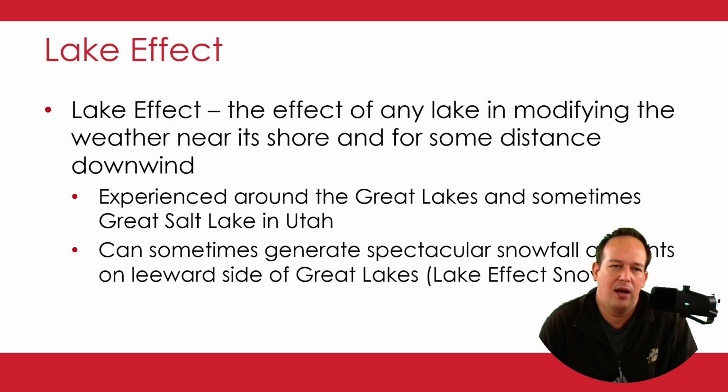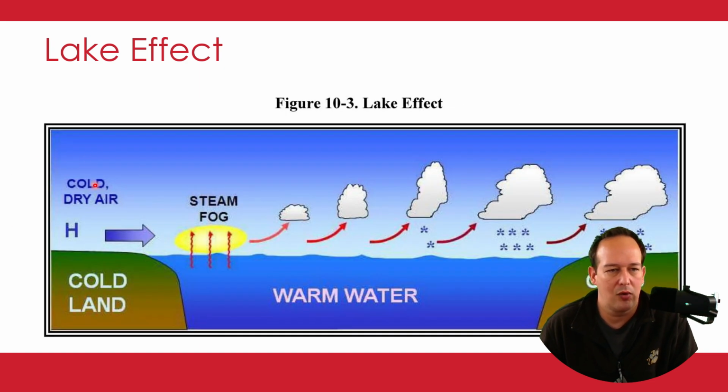And lake effect, we talked about the lake effect in the last video, but you can see how it shows what happens to an air mass as it moves over different surfaces. The lake effect is the effect of any lake in modifying the weather near its shore and for some distance downwind, which we call the leeward side. It's experienced around the Great Lakes and sometimes the Great Salt Lake in Utah, and it can generate spectacular snowfall amounts on the leeward side of the Great Lakes, which we call lake effect snow.